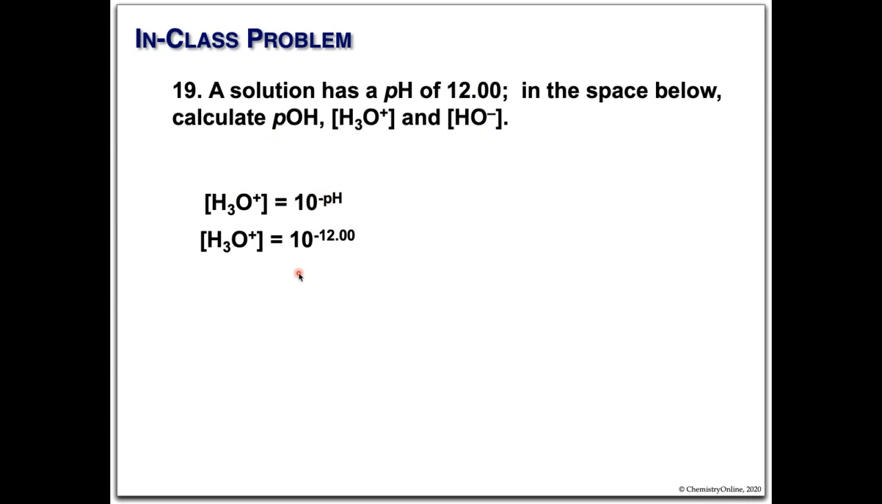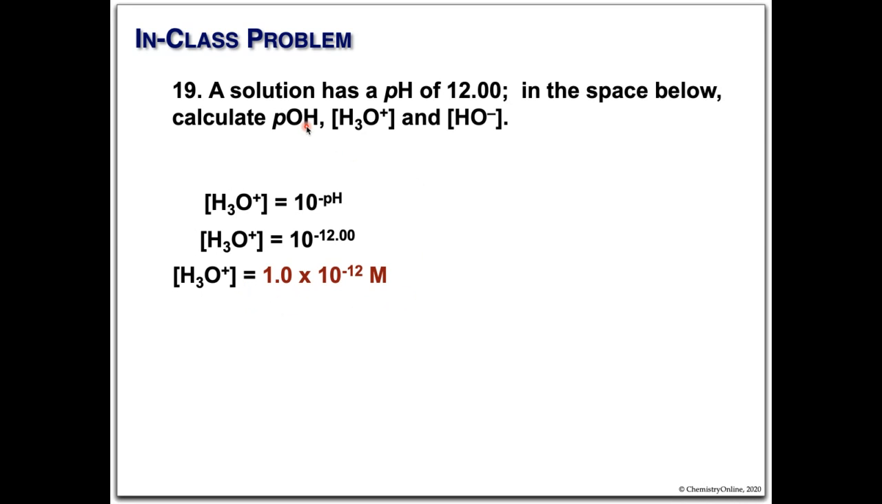We simply substitute. 10 to the minus 12 is hydronium. And that's our answer. On Blackboard, this will be written 1.0 uppercase E minus 12. Remember, uppercase E only, no spaces.